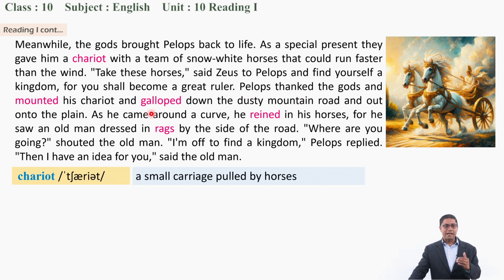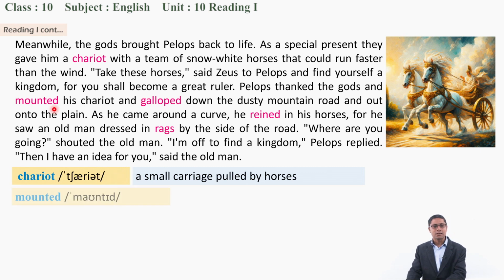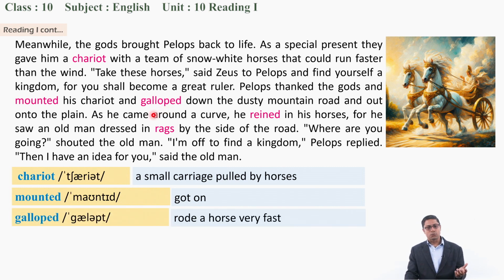Pelops thanked the gods and mounted his chariot and galloped down the dusty mountain road and out onto the plain. See there, after he got the blessing from the god, Pelops thanked the gods and then he mounted. Mounted means got on his chariot, and galloped means rode a horse very fast. He started his journey down the mountain, because he was on the top of the mountain. Now he moved down to the plain.